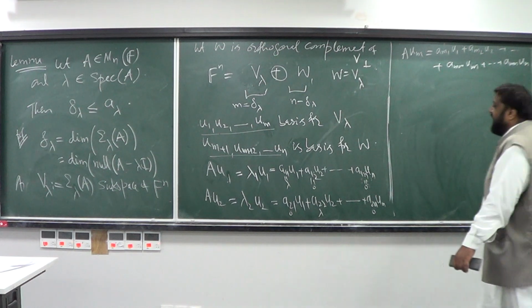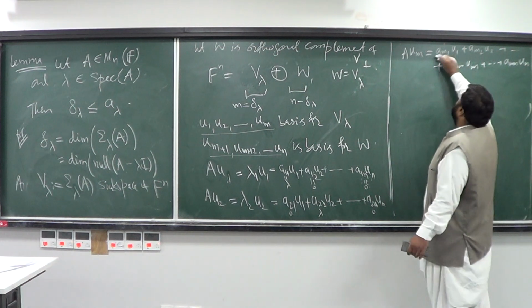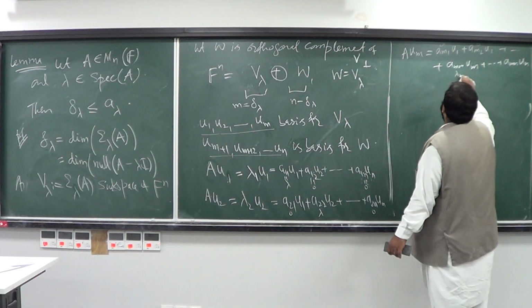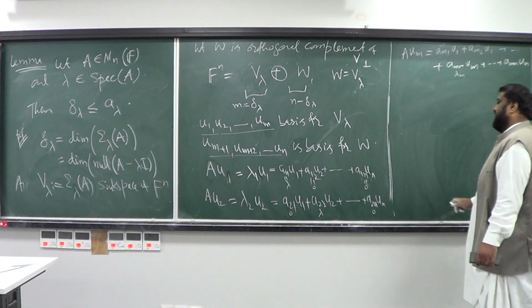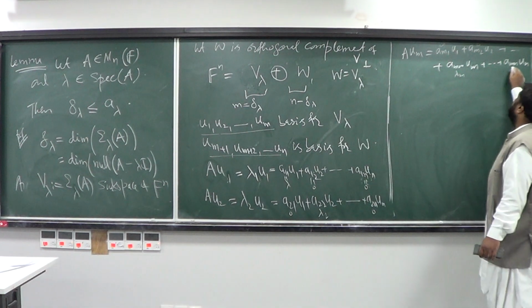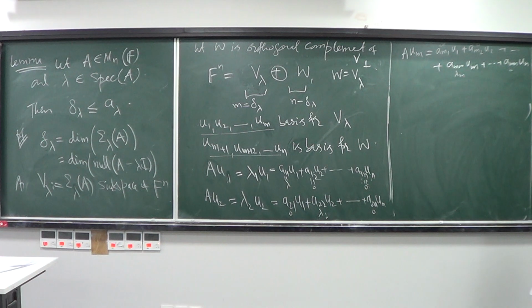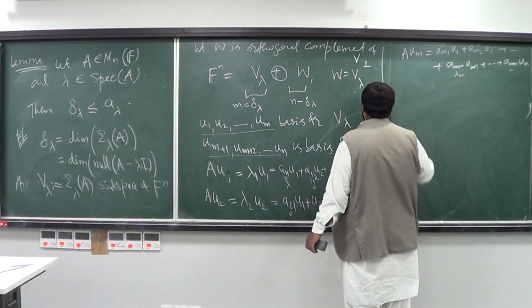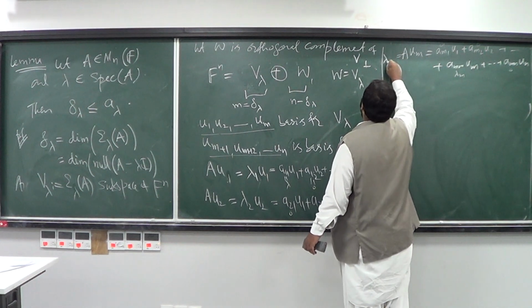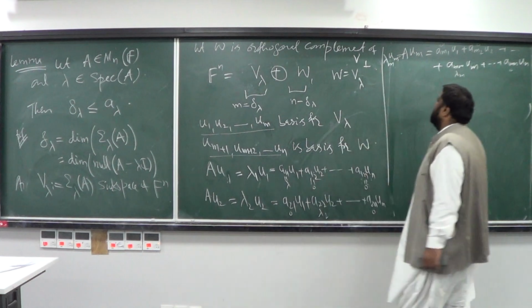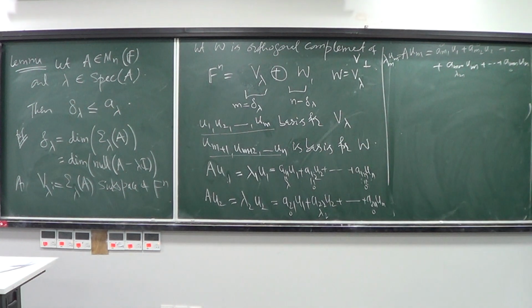Now we are done with this, and obviously this is 0, this is 0, this is lambda, this is lambda here, and the rest are 0, because this AUM is equal to lambda u_m. This is what you're going to get. So both sides are equal.